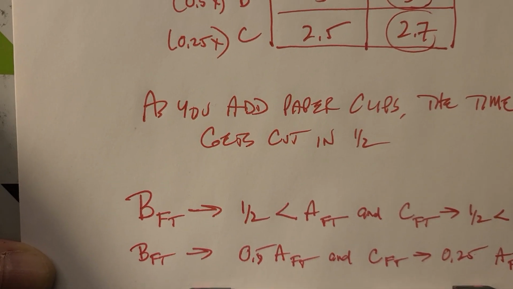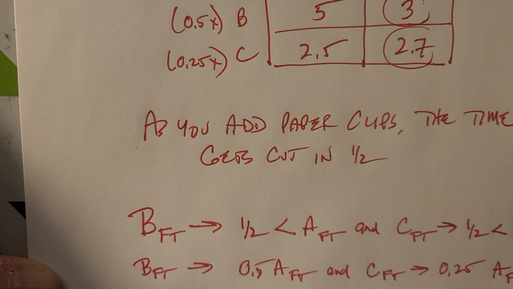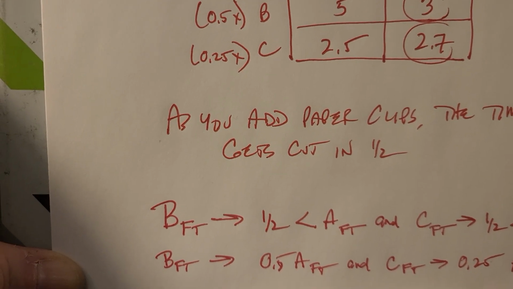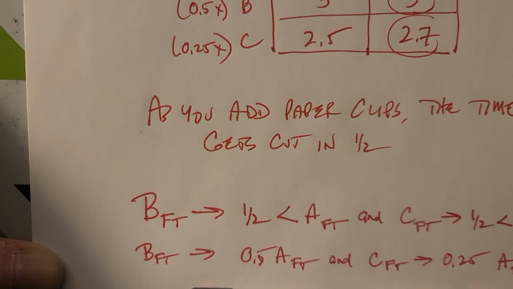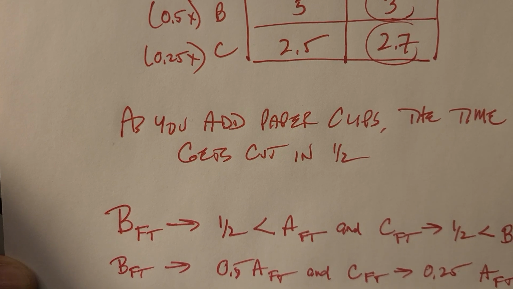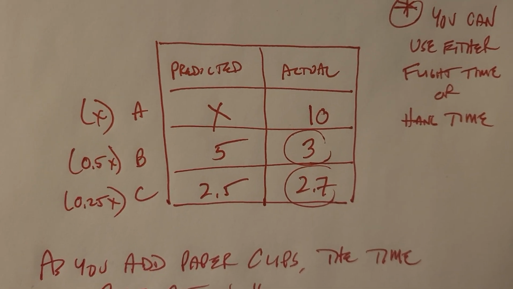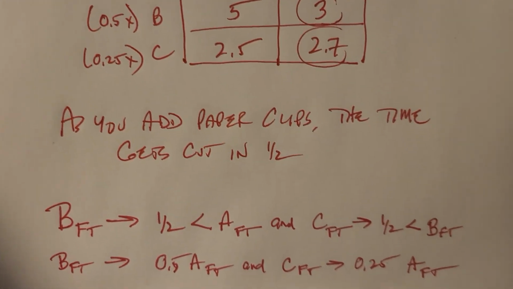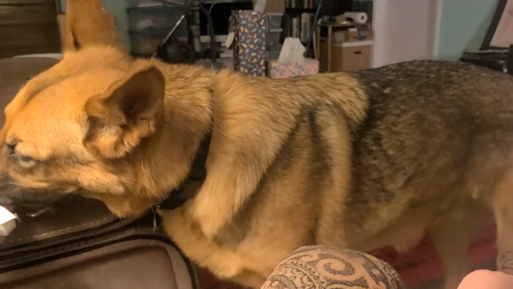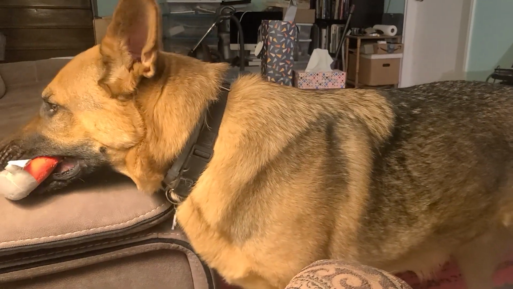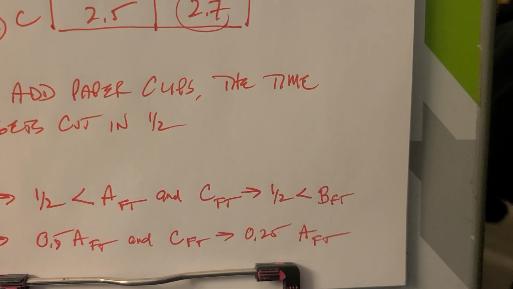So your flight time, and again, you're going to use this in chemistry in high school, so get used to using the subscript. B, FT, flight time, or HT, hang time. So the flight time of B is going to be 1/2 less than the flight time of A. Why? Because you're doubling the paper clips. And C's flight time is going to be 1/2 less than the flight time of B.